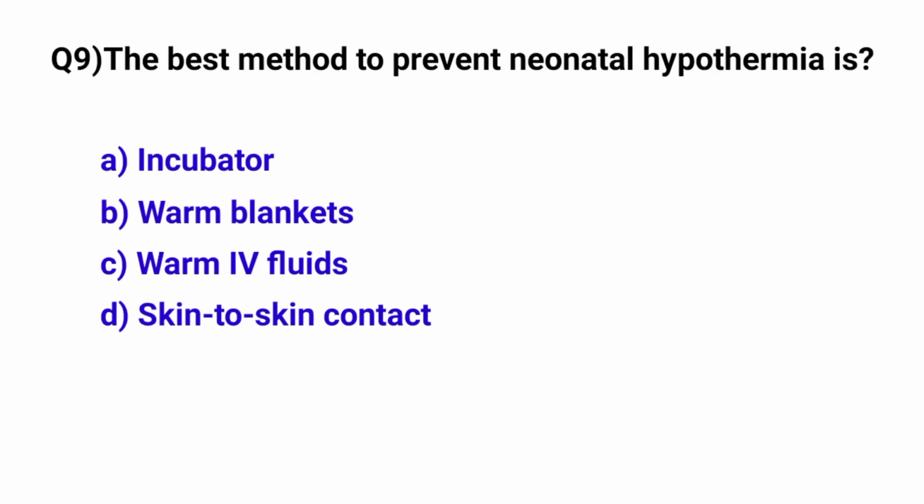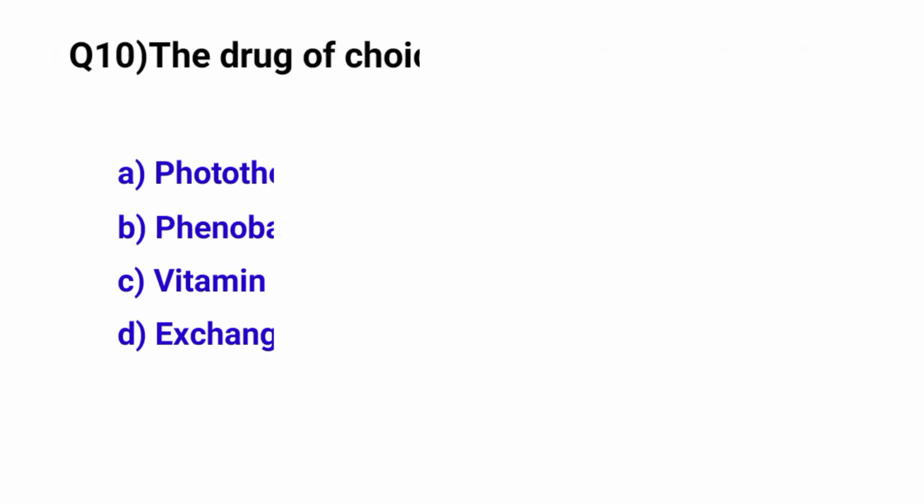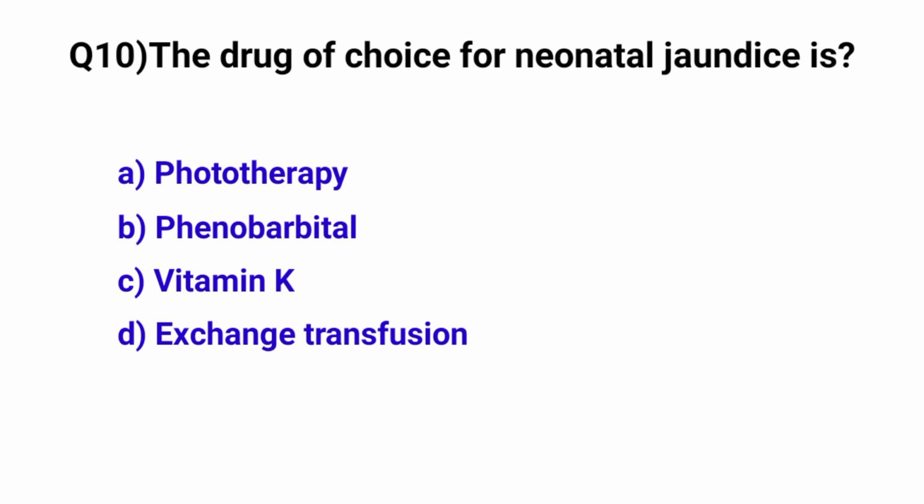Question number 9. The best method to prevent neonatal hypothermia is. The correct option is D. Skin to skin contact. Question number 10. The treatment of choice for neonatal jaundice is. The correct option is A. Phototherapy.